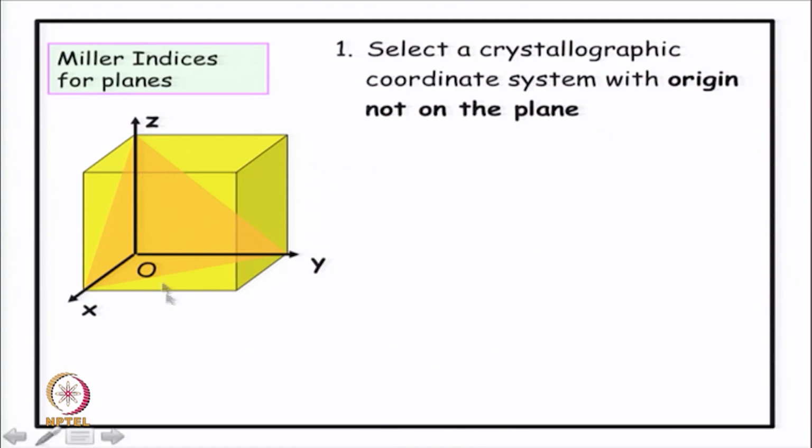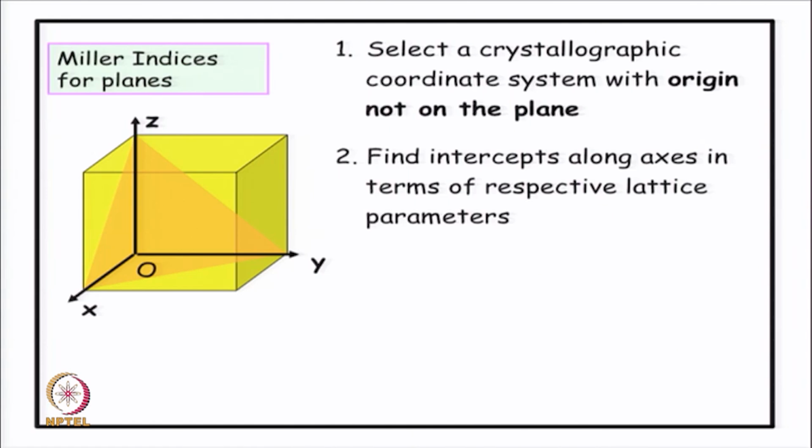So, we choose an origin here in the back corner, which is not one of the corners through which this plane is passing, and we set up the x, y and z axes which are parallel to the unit cell edges. This is the first step, and it is an important step. Beginners can make a mistake by choosing origin on the plane. We have to keep in mind that origin should not lie on the plane if we are trying to find the Miller indices of the plane.